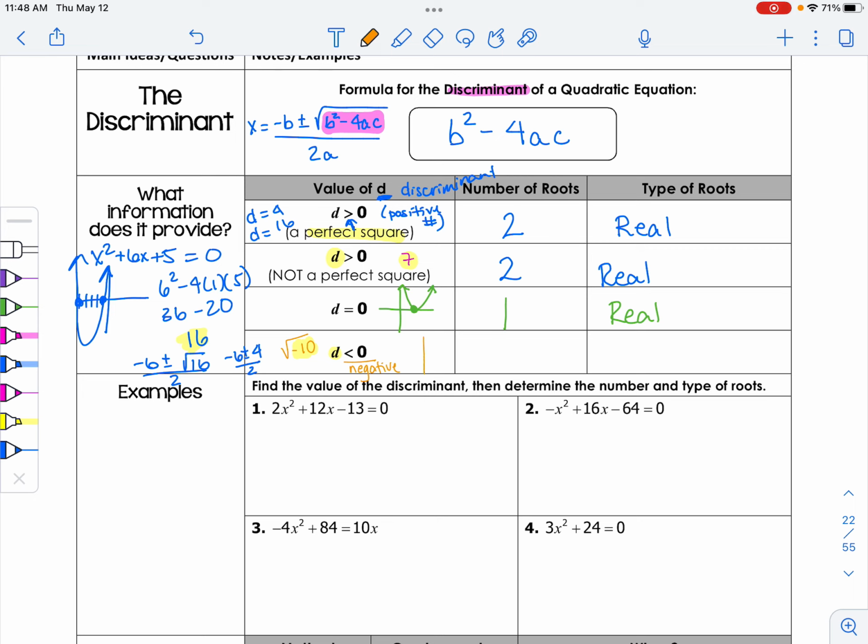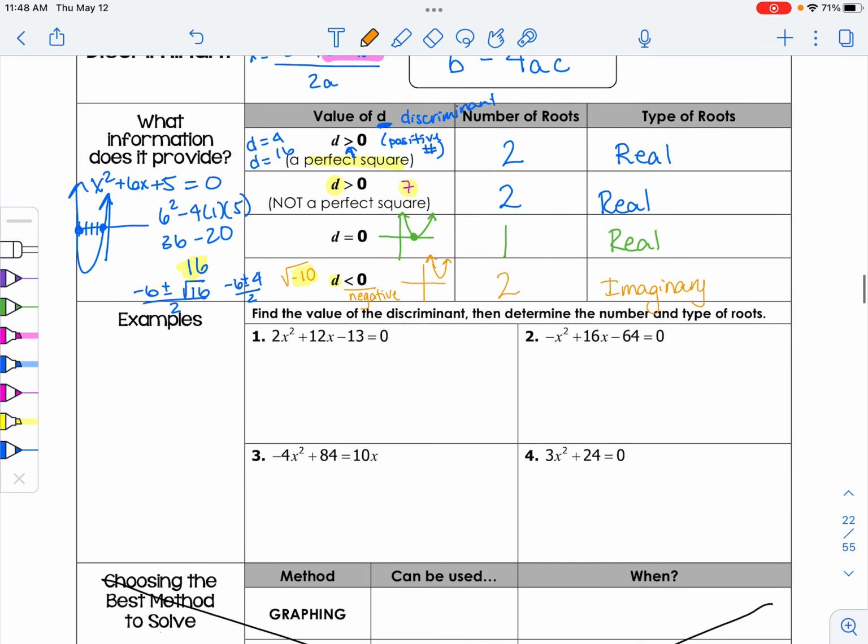I also showed you this week that what would happen is we have a parabola. It's just never going to cross the x-axis. So we would have two roots, but they would be considered imaginary. So we're just going to look at this discriminant, and based on just the discriminant, we're going to know how many roots and what type.